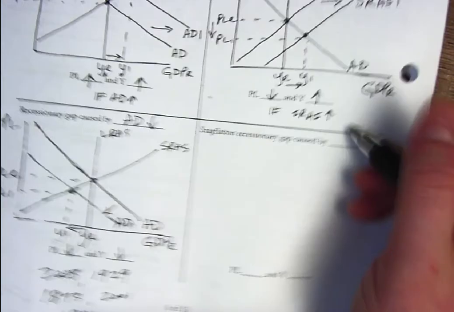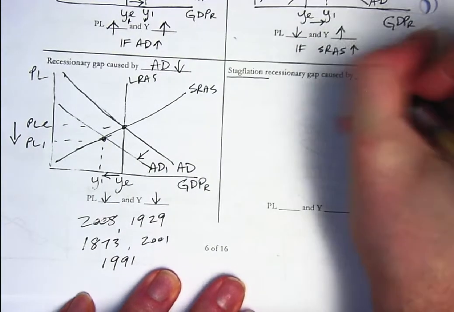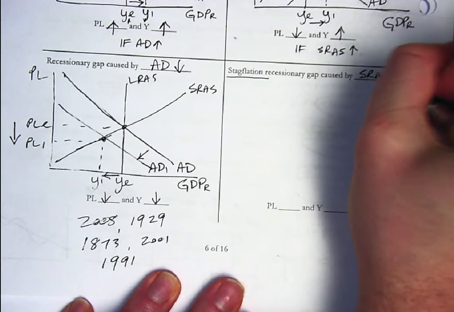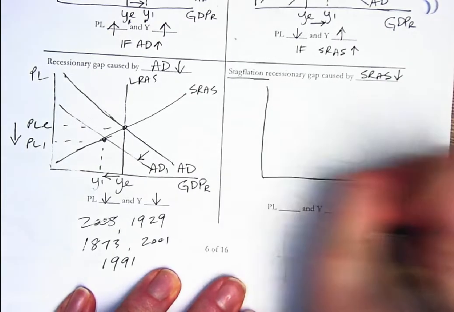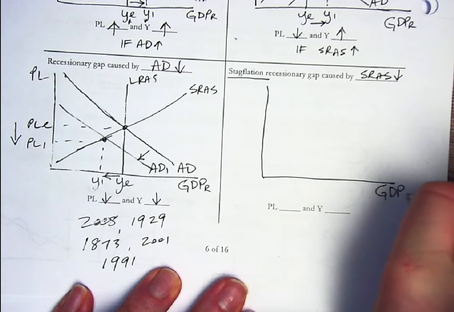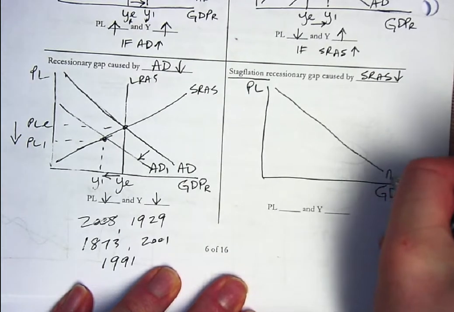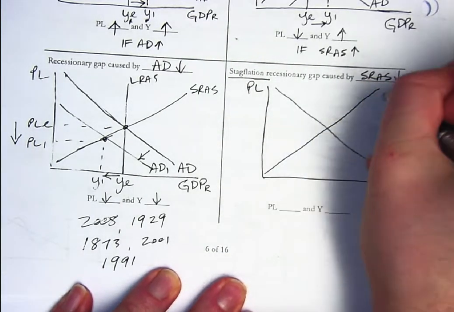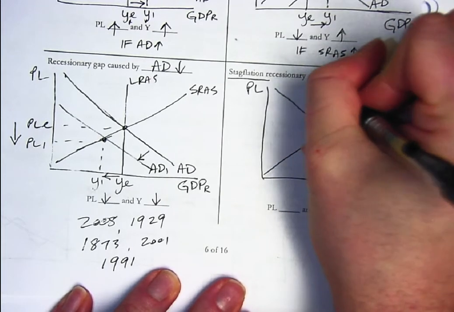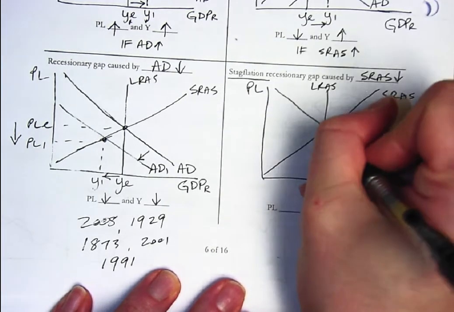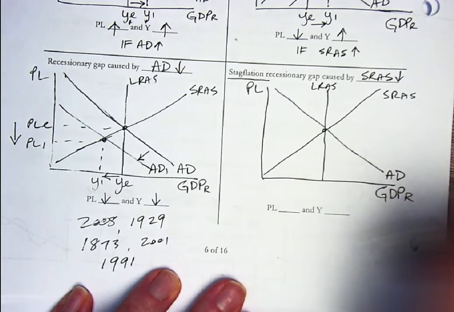But this one is a special kind of recession. This is called a stagflation recession. And this one is because SRAS goes down. We're going to see why this one is a nasty one. This one's just terrible. Now, take a look here. Price level, GDP, aggregate demand, short-run aggregate supply, and long run. And by the way, you need this long run curve because otherwise you can't tell if you're in a recession or an expansion. You don't know. The gap is what actually tells us.